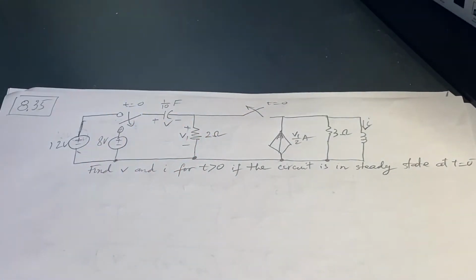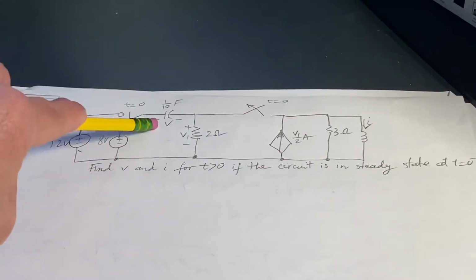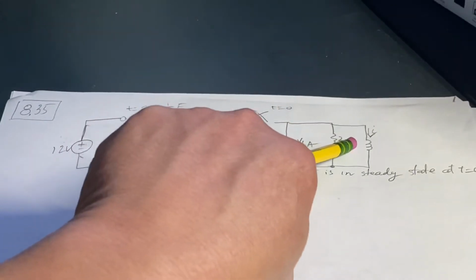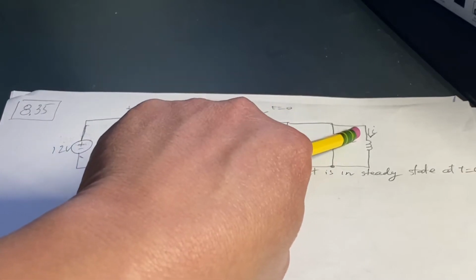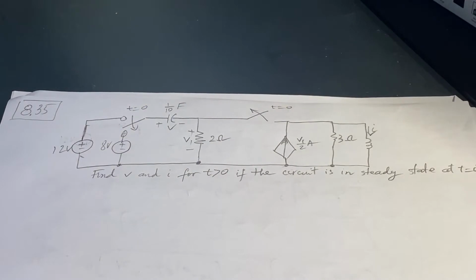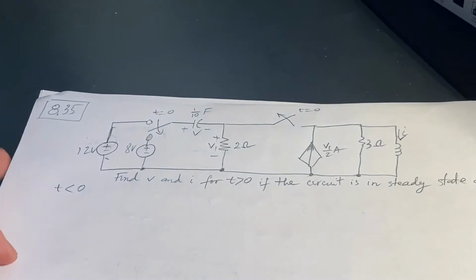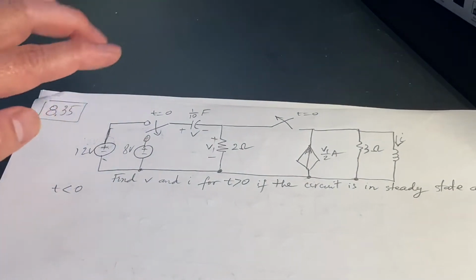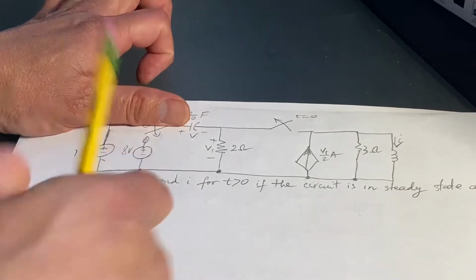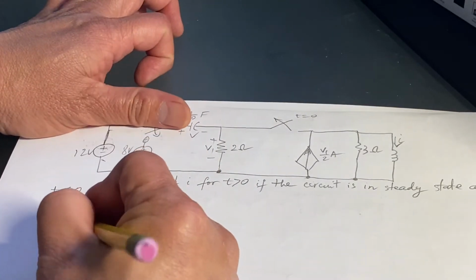Okay, so first of all, we have to find the initial value of the voltage of the capacitor and the initial value of the current I of this inductor. So the initial value means that at t less than 0, this switch is at this position. Okay, so there is no 8 volt source. Let me redraw the circuit.